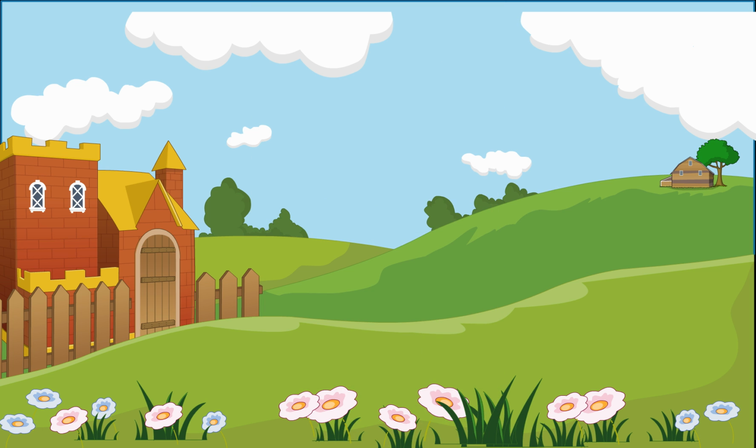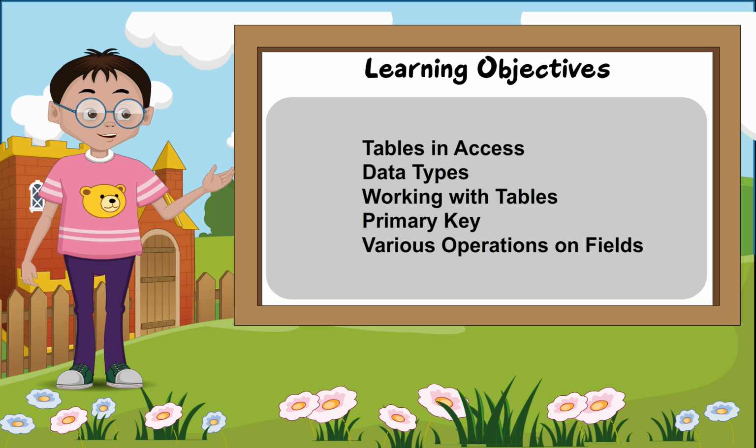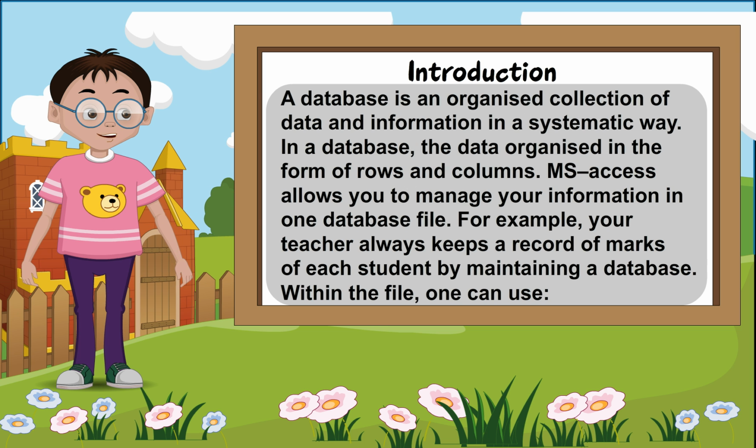Chapter 2: Introduction to MS Access. Learning Objectives: Introduction, Database Management System, Advantage of DBMS, Database Concept, Components of MS Access, Database Objects, Starting MS Access, Creating an Access Database, Tables in Access, Data Types, Working with Tables, Primary Key, Various Operations on Fields.